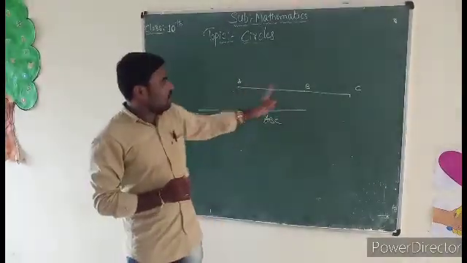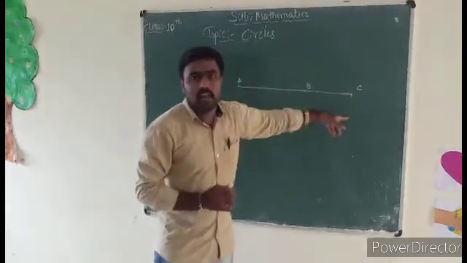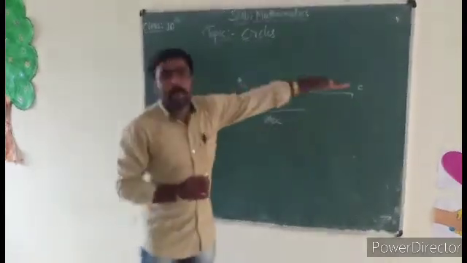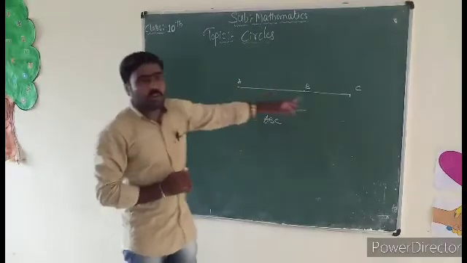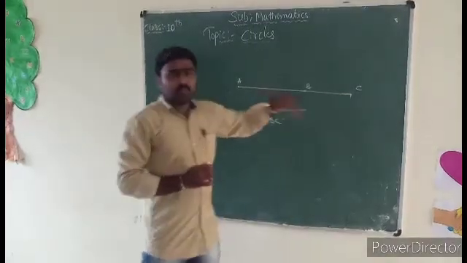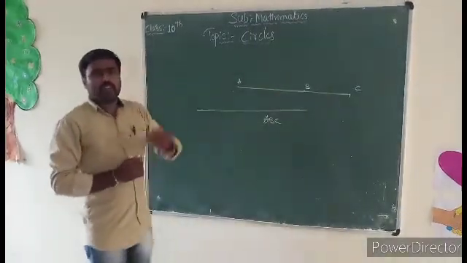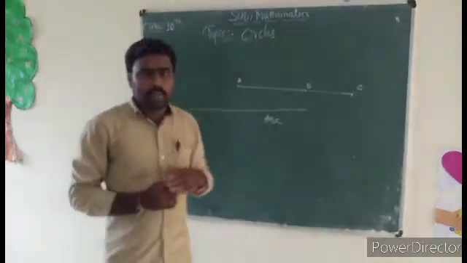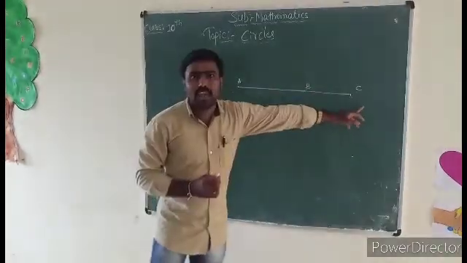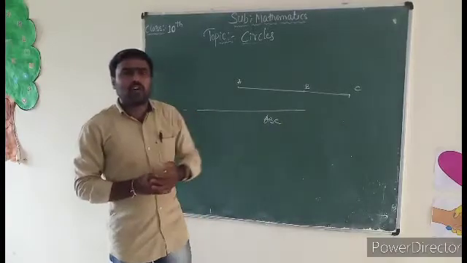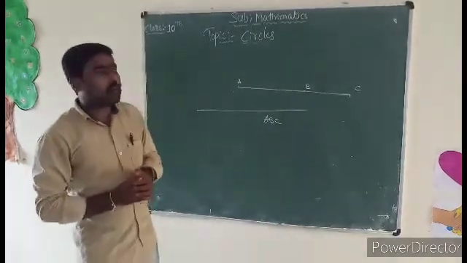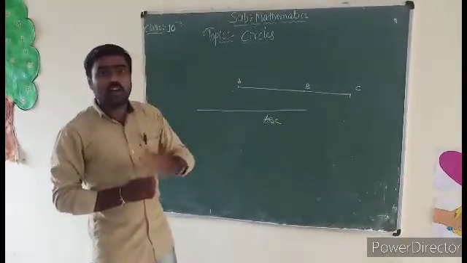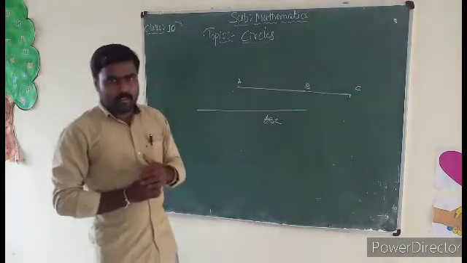Here points A, B, C, how are they arranged? They are arranged in the same line, so these points are collinear points. Collinear points are points which lie on the same line. Then what about non-collinear points? Non-collinear points are points which are not on the same line.